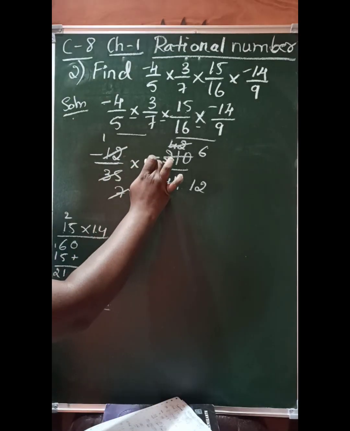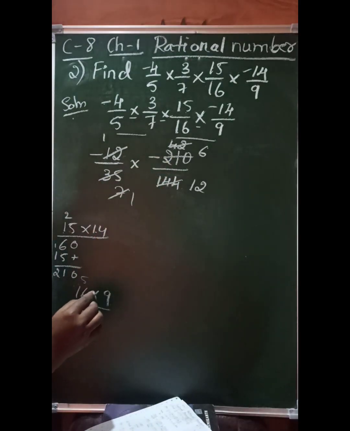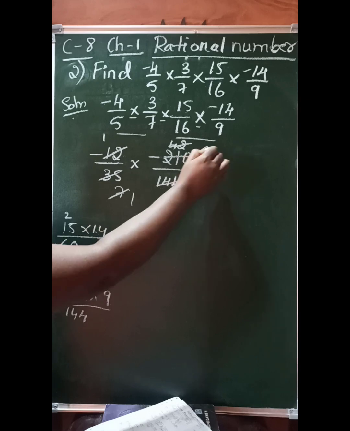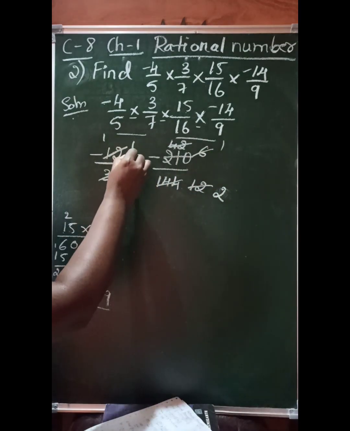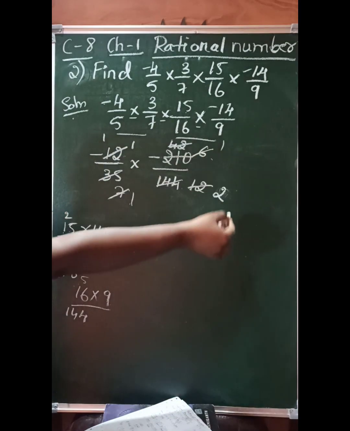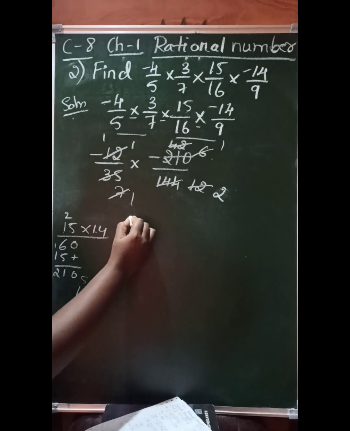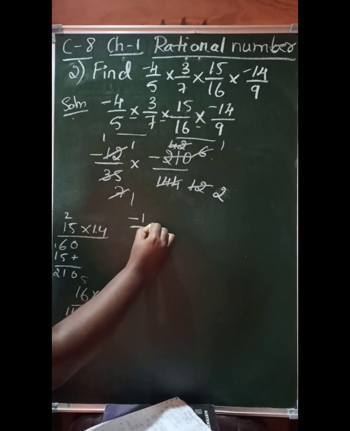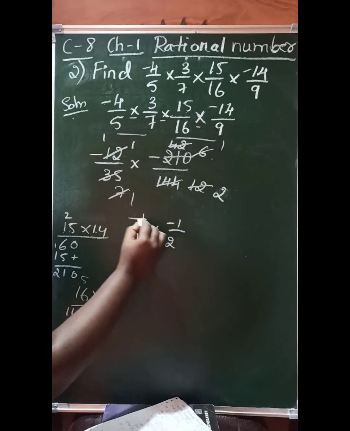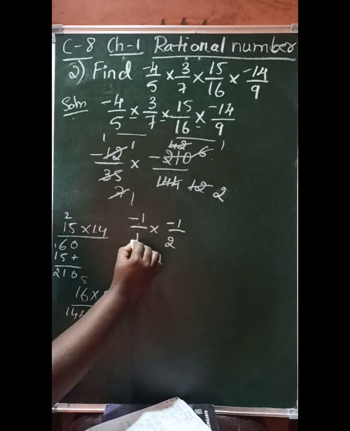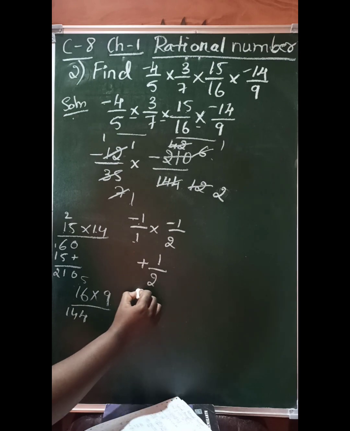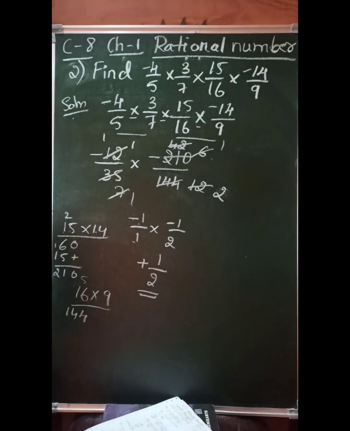So here there is a negative sign. Here 12 is there. You can cancel: 6 1s are 6, 6 2s are 12. So here you have 1, here also you have 1, here also you have 1, and here you have 2. So consider minus 1 by 1 into minus 1 by 2. We know that minus into minus is plus, 1 into 1 is 1, 1 into 2 is 2. So the answer is 1 by 2.